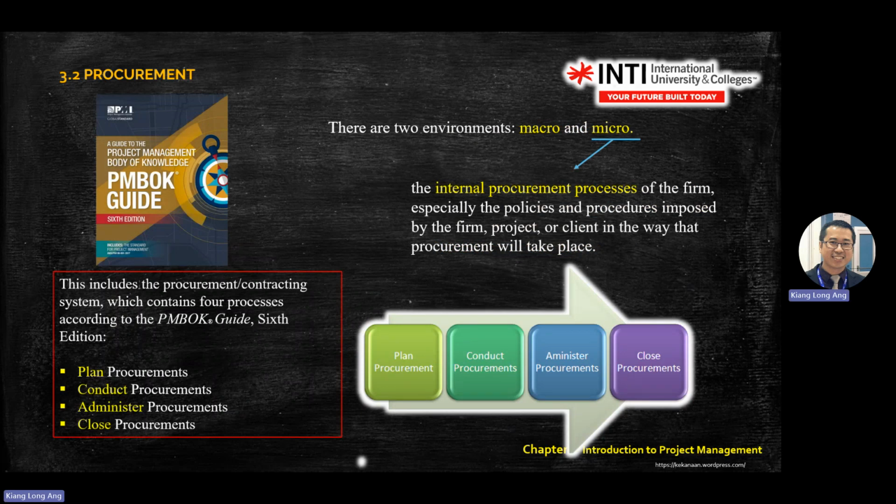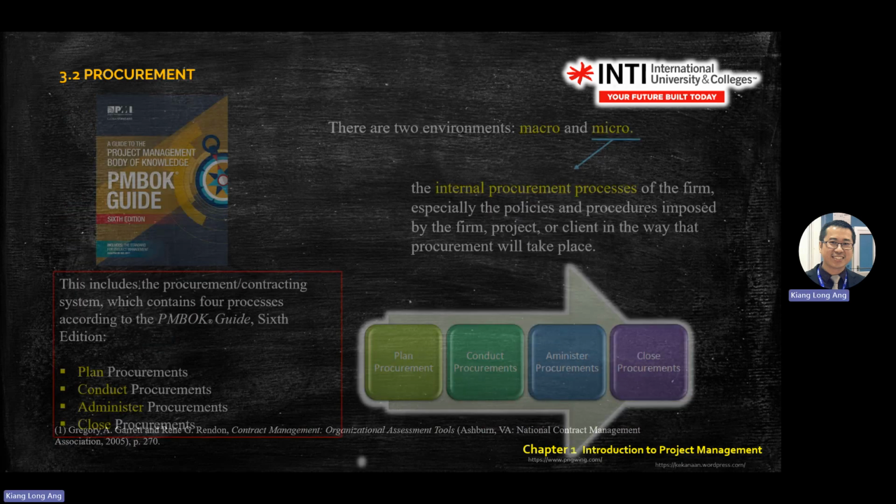Okay, according to the PM guidebook, the procurement system has four processes. The four processes are important: plan, conduct, administer, and close. You plan, you conduct, you administer, and you close. These are the four main processes in the procurement system. This is also a very popular Section A kind of question. The question will be very direct, like: mention the processes in the procurement system. Basically, it asks you for these four answers.